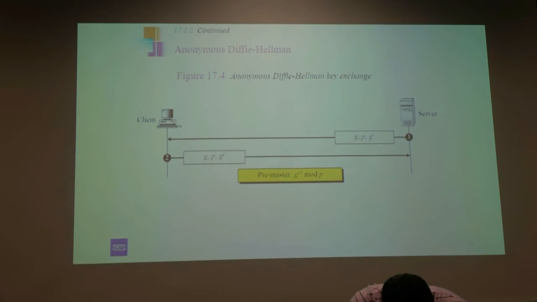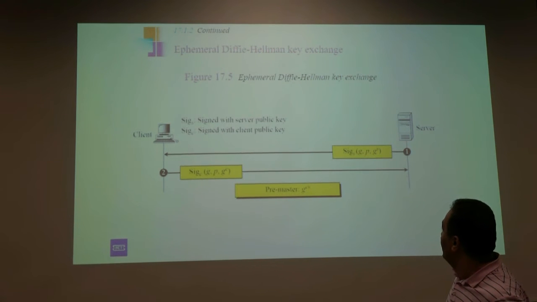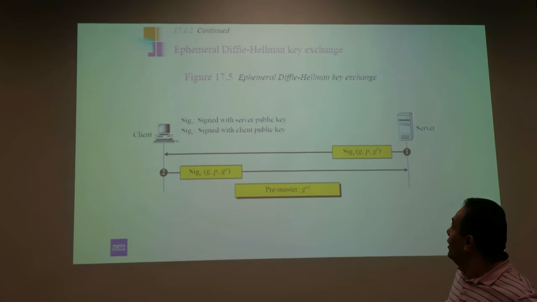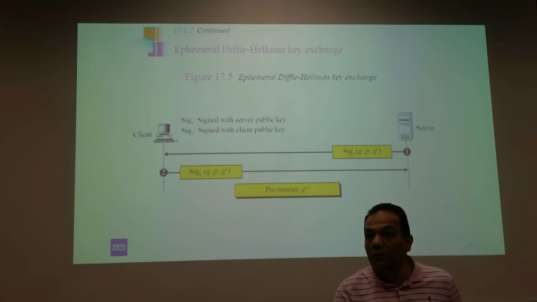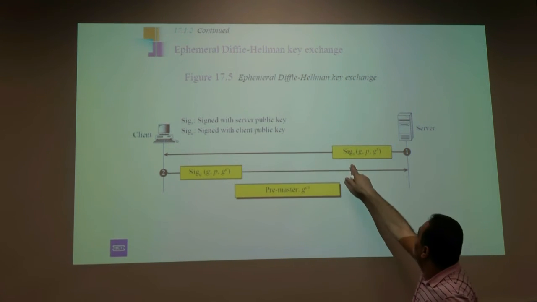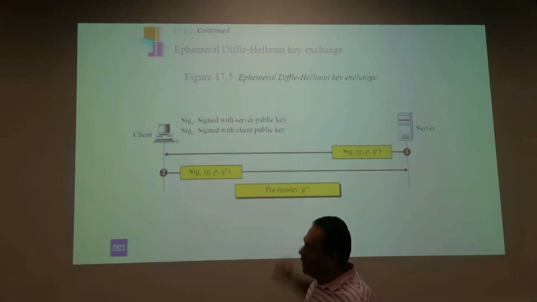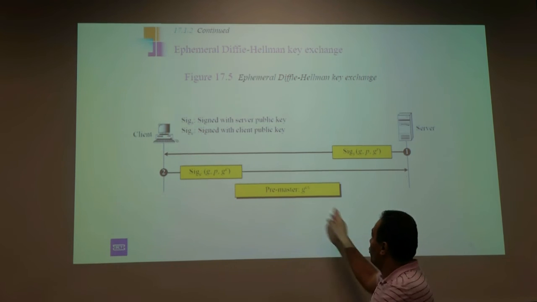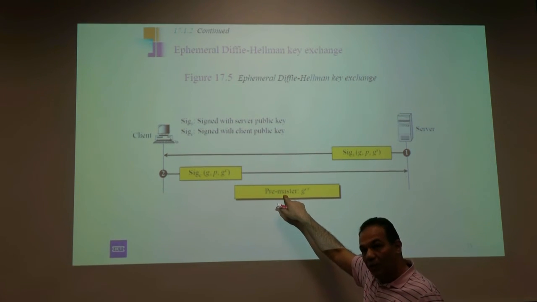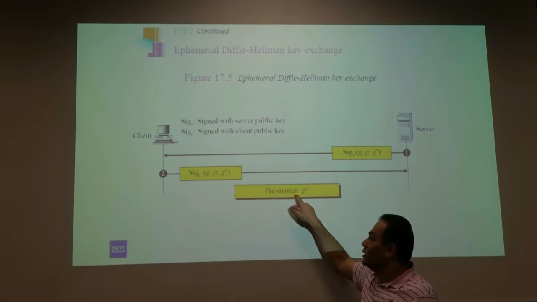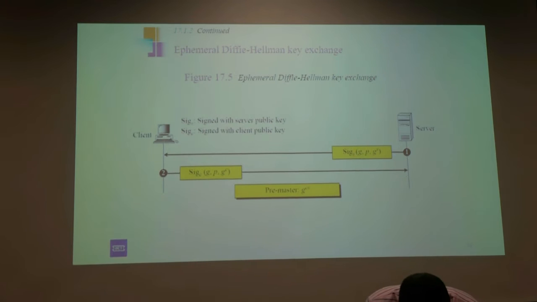Then after that we have ephemeral Diffie-Hellman. But here we send it with a signature. It will be signed, so we have the server signature and the client signature, and then both of them will be able to calculate the pre-master. How do they calculate it? Now they have the C and S, so G to the power CS.